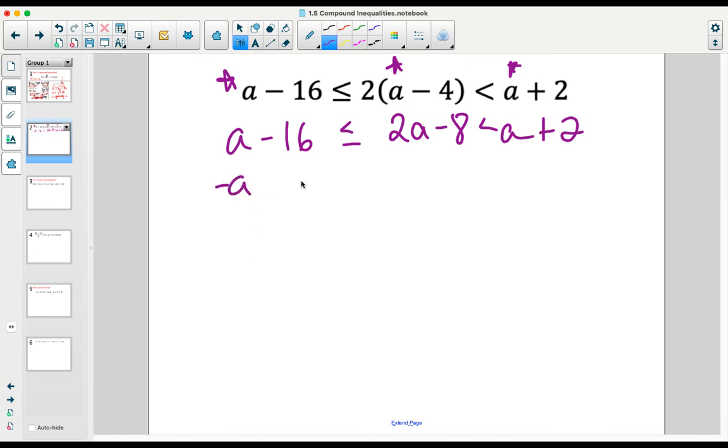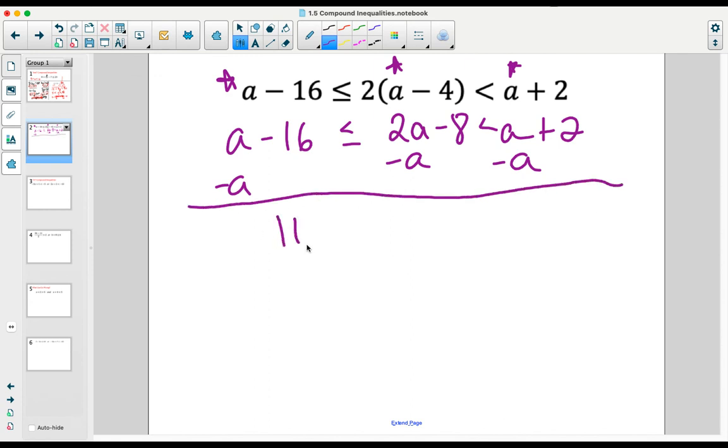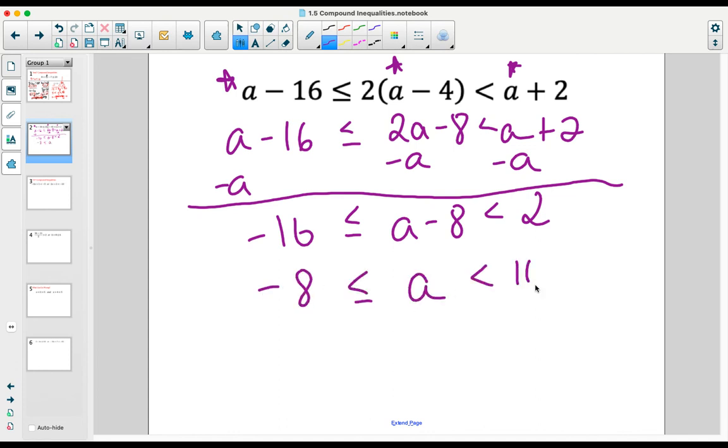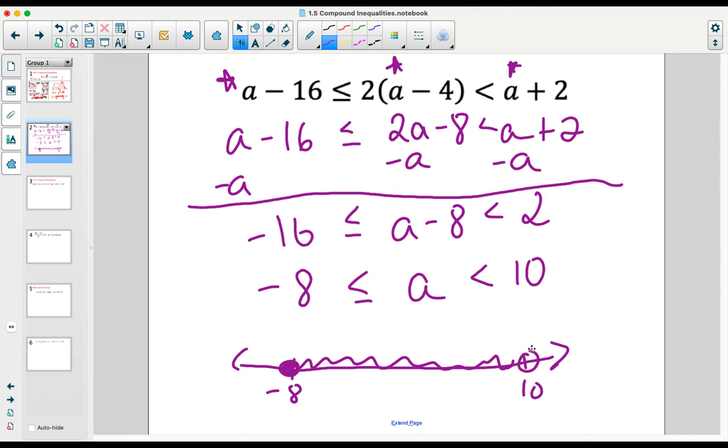If that's the case, then I'm going to take a away from the left and a away from the right, and isn't that convenient? It leaves us with negative 16 on the left, less than or equal to a minus 8, which is less than 2. I add 8 to all 3 sections, and I get negative 8 is less than or equal to a, which is less than 10. And my solution space is going to be in between the numbers negative 8 and positive 10, inclusive of the negative 8, exclusive of the 10.